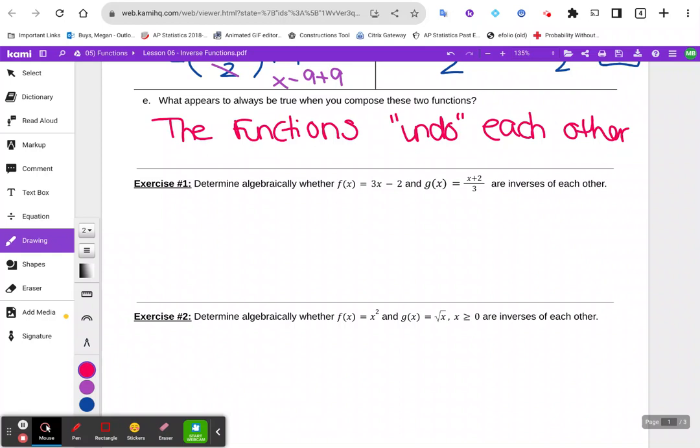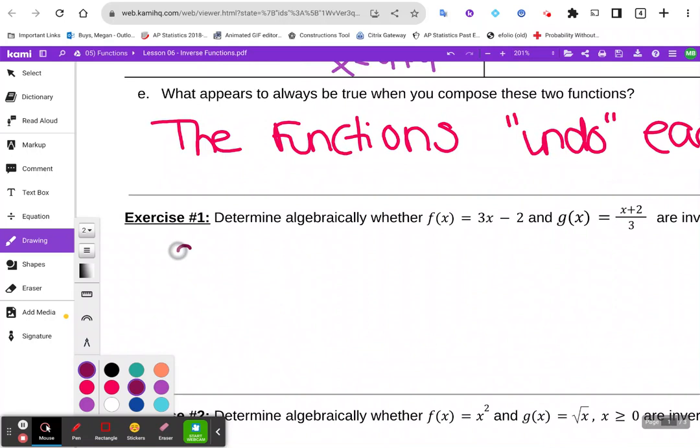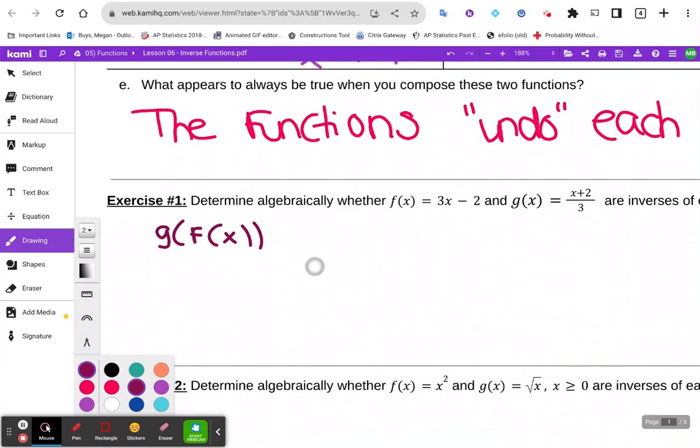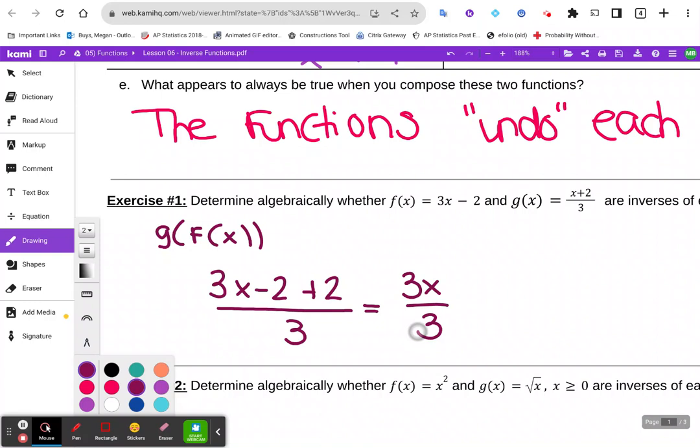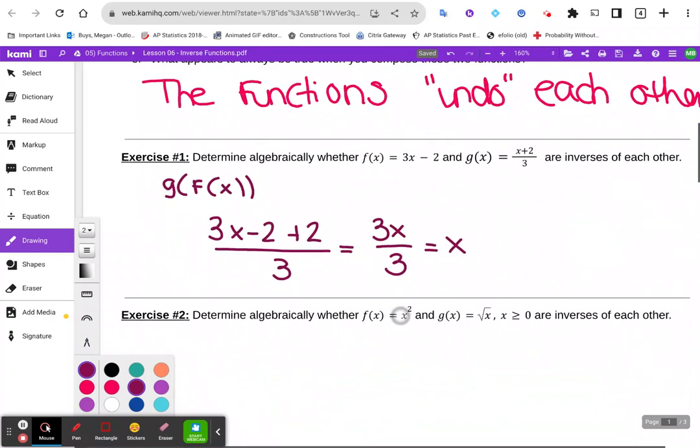So basically, the way that I can go about proving it is by showing that when I plug one function into the other, they get back to x. So in this case, it doesn't matter which function you do. Let's say I did g of f of x. Well, if I plug f of x in for the x of g of x, that means I'm plugging in 3x minus 2 into (x plus 2) divided by 3. And just like we saw in the Do Now, I'll be looking at 3x over 3, and it gets me x. So that's how I know that these are inverses of each other, right?